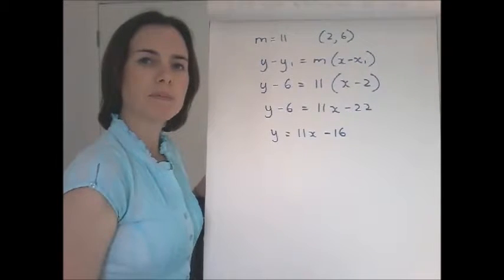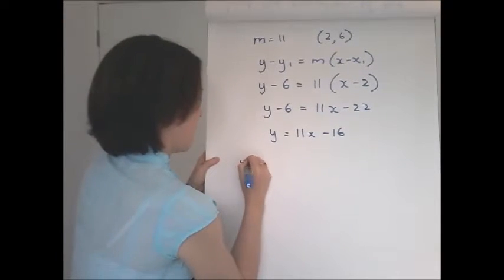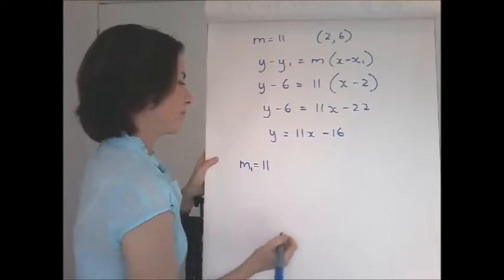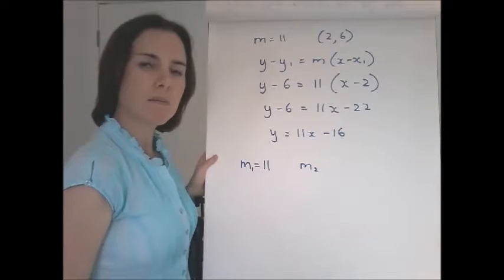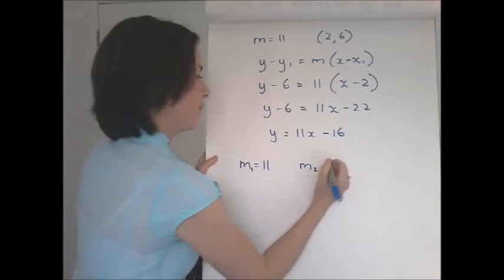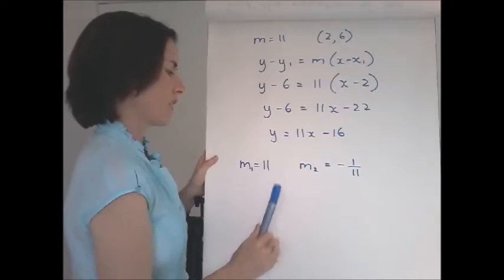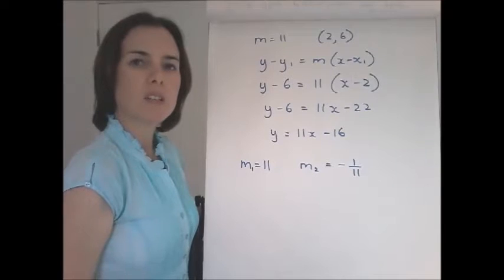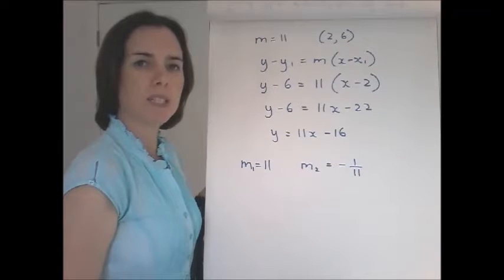Now for the normal. The gradient of the normal is perpendicular to the tangent. So the tangent had a gradient of 11. Therefore, well, I'll call that m1. Therefore, the gradient which is perpendicular to that must multiply with it to equal negative 1. So opposite sign and flip it if you think of it as a fraction. 11 over 1 becomes 1 over 11. So the gradient of the normal will be negative 1 over 11, and that's perpendicular.